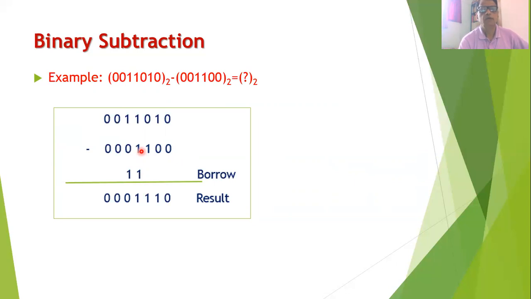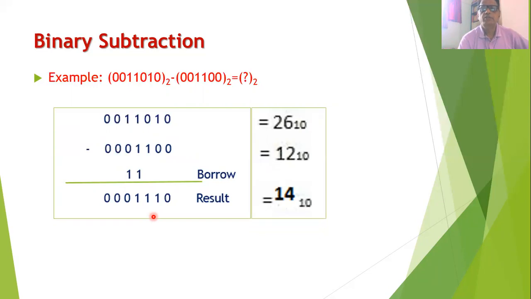Now here 1, 0 cannot be subtracted from 1, 0. So again we need one borrow. So 1, 1 minus 1, 0, the result is 1. And again here we will write the borrow. This borrow is to be added into the bit of the negative number. So 0 plus 1 is 1. So 1 minus 1 is 0, 0 minus 0 is 0, and 0 minus 0 is 0. So you will find that the result of this subtraction is 0, 0, 0, 1, 1, 1, 0.